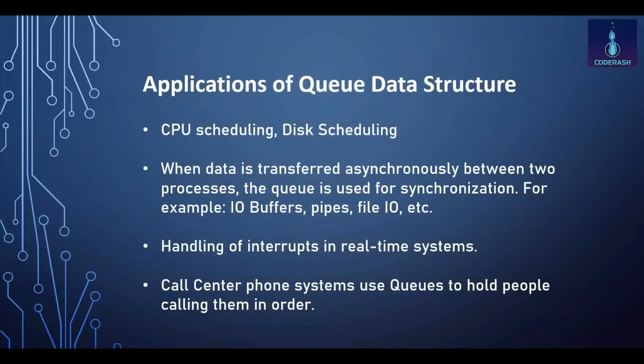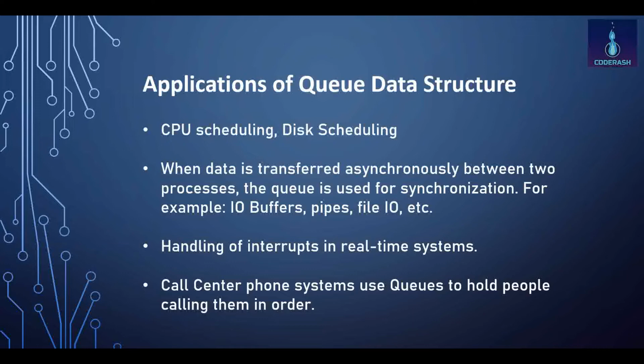So the things that are to be performed in parallel, they are put into the queue and they are executed one by one. Likewise, you would have seen that whenever you call a call center of a company, you often hear a message that you are in a queue, please wait. So this is how any process or a task waiting for execution is put into a queue, and then whoever is executing it picks up the tasks from the queue one by one, and executes them.